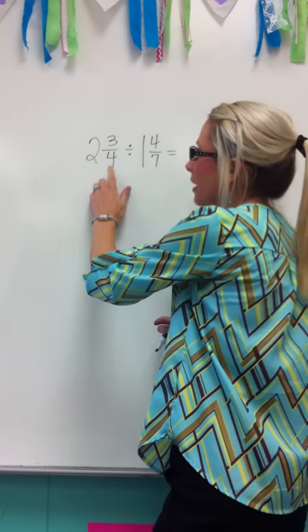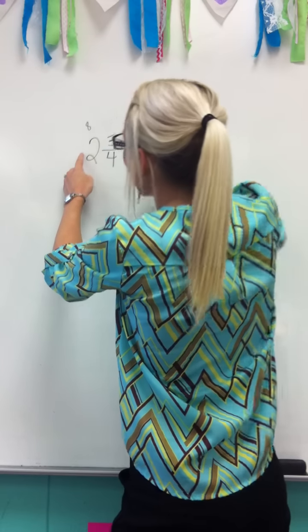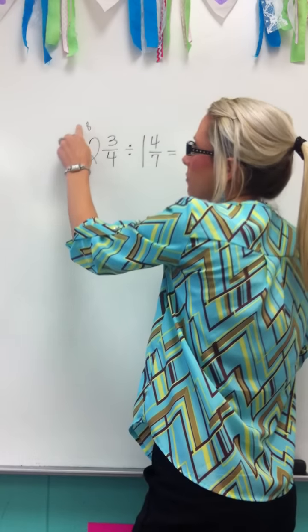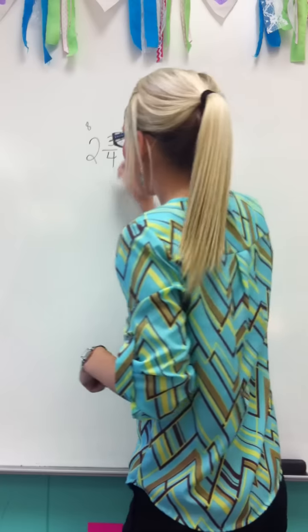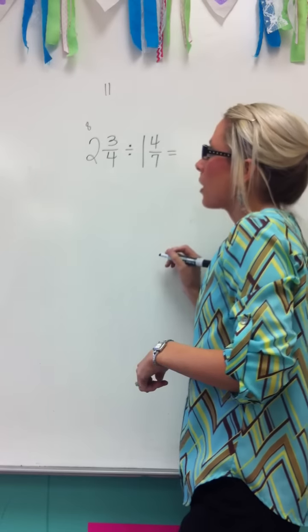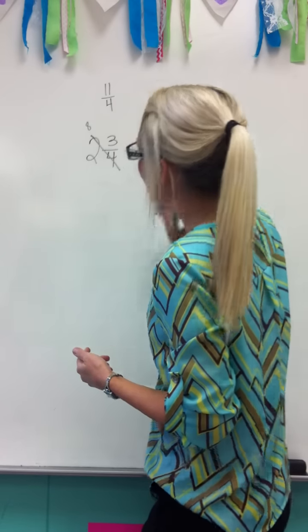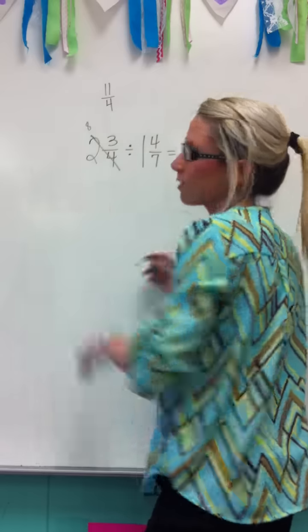So I multiply my bottom times my side. 4 times 2 is 8, and I'm adding that to the top. So 8 plus 3 is 11. Okay? So that's my new numerator. Now my denominator stays the same. So instead of 2 3/4, I have 11/4.